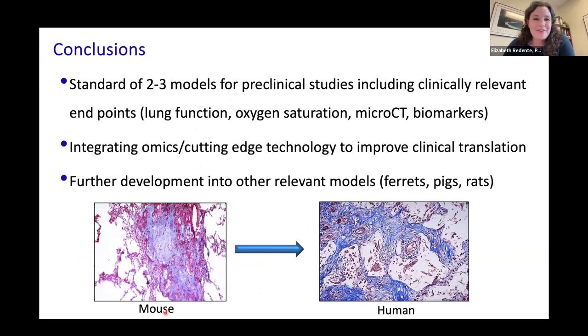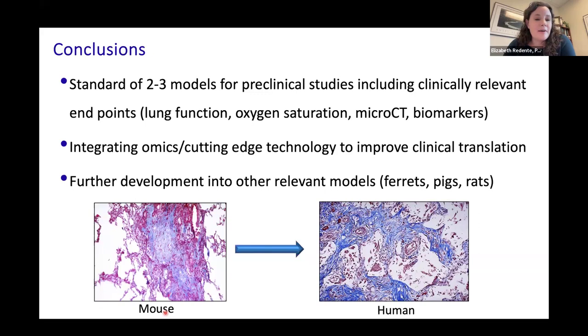Though it seems painful, especially for things involving therapeutics, I think we really should set a standard of using 2 to 3 models and really trying to include clinically relevant endpoints like lung function measurements with the flexiVent, oxygen saturation, microCT if possible, and looking at biomarkers. And further, with the advancement of omics and cutting edge technology like spatial transcriptomics, it will be really important to start to integrate those kinds of features as well, so that we can improve our clinical translation.